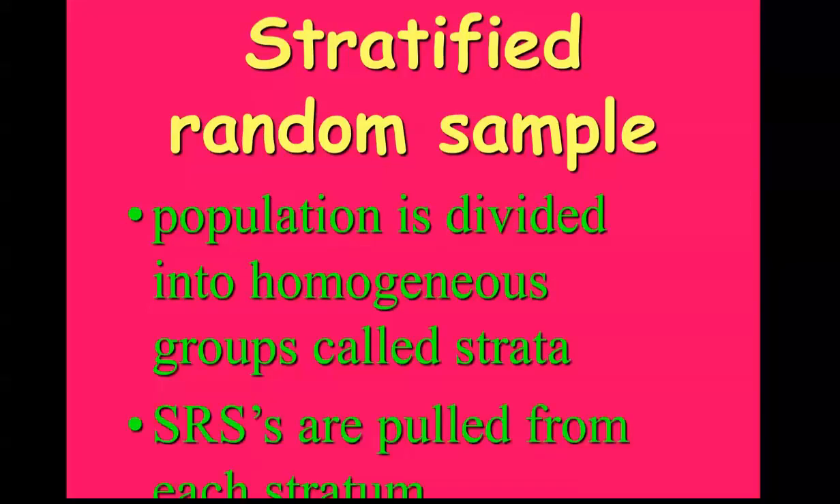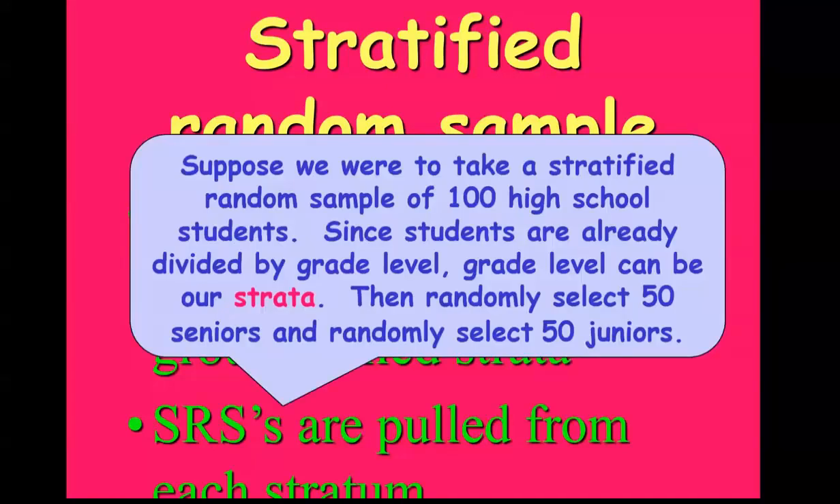Okay, and then once we've divided up the group, within each group we do an SRS of each stratum. So going back to the high school example, if I group students by grade level, I can randomly pick seniors and randomly pick juniors, and then ask them whatever it is I want to ask them.